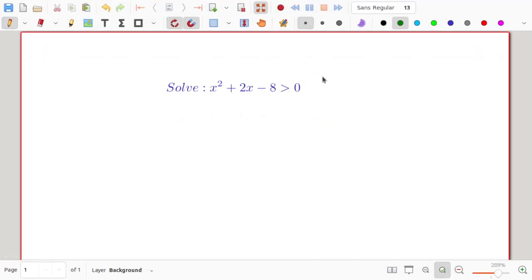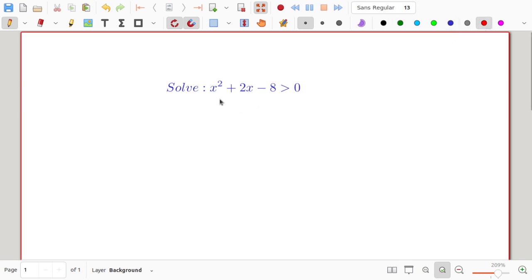In this video, we are going to discuss how to solve inequality. We will follow an interesting graphical method to solve this kind of problem so that you will not make mistakes. So let's start. Here we have taken one problem: x square plus 2x minus 8 is greater than 0. Solve means we have to find the set of values of x which satisfy this inequality. So we'll follow some steps.